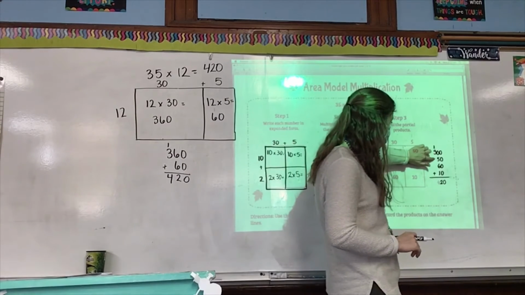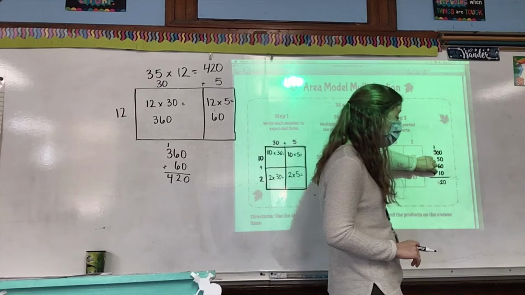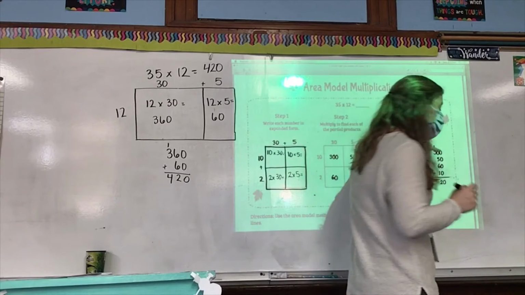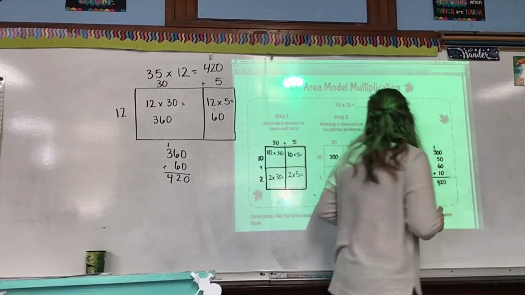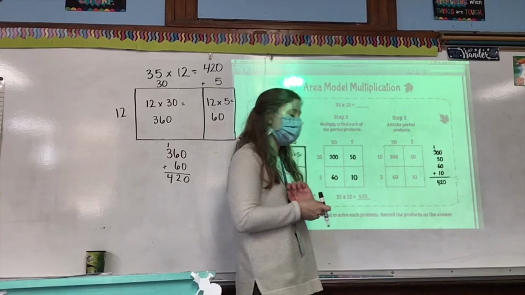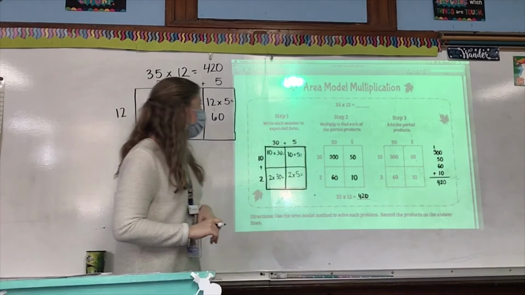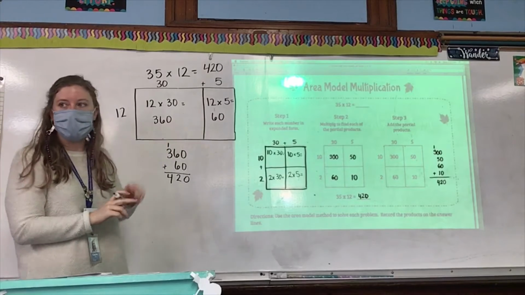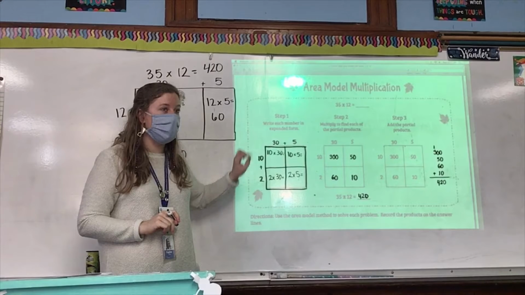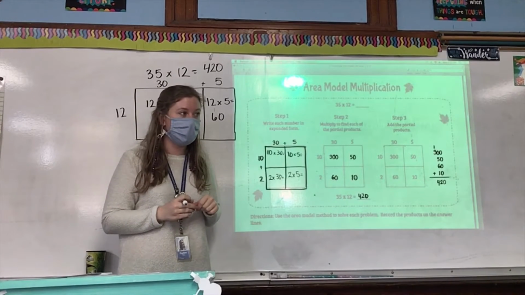Zadie, 3 plus nothing plus nothing plus nothing is? 3. Plus our regrouped 1 is? 4. Which means 35 times 12 is what, class? 420. Is that the same answer we got doing the strategy yesterday? Yes. This one took a second longer to draw the model, but did it end up going a little faster when we were doing the multiplication?